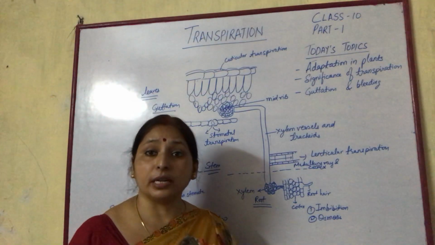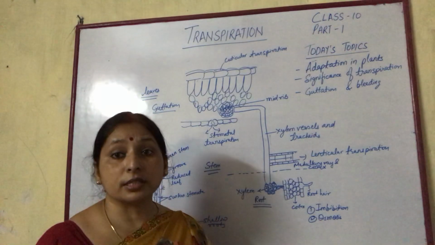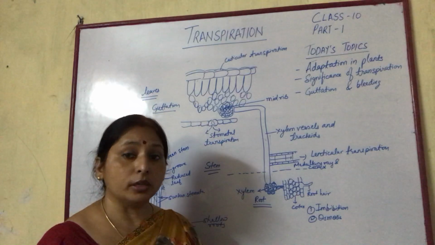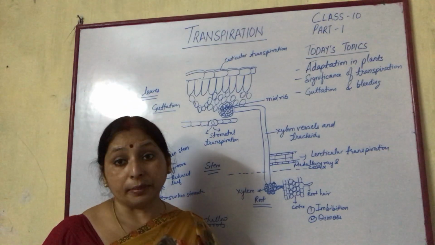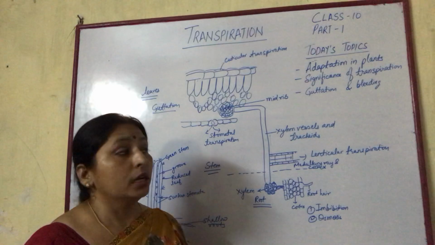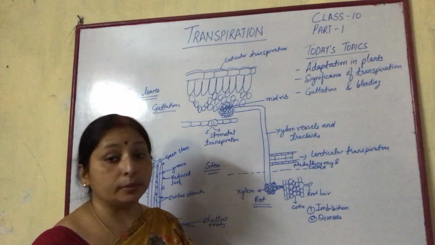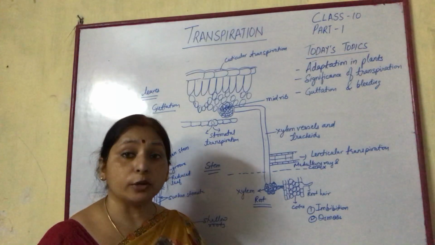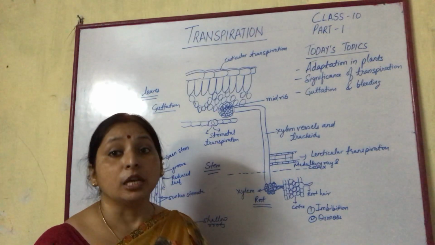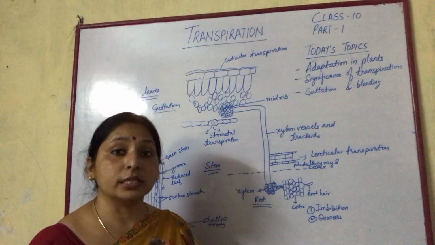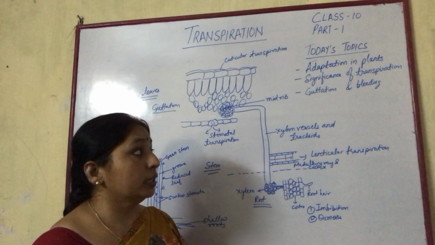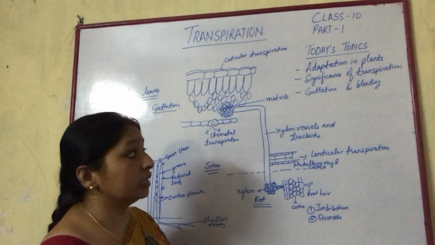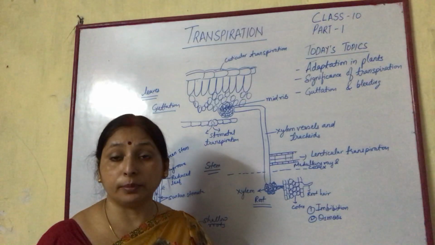Transpiration is necessary for plants, but sometimes it causes wilting of the plants, or excessive loss may result in wilting or damaging of the cells. So to reduce that, what are the adaptations in different plants? Then the significance of transpiration: what is the main role of transpiration in plants, which makes it necessary for the plants even if it is causing various adverse effects on the plants. Then the terms guttation and bleeding.